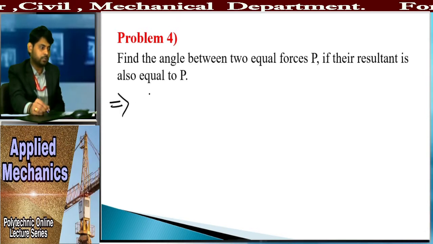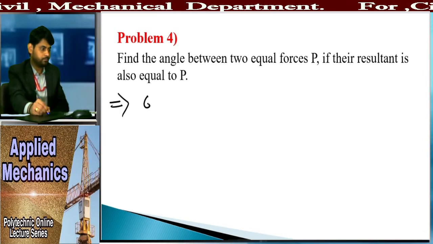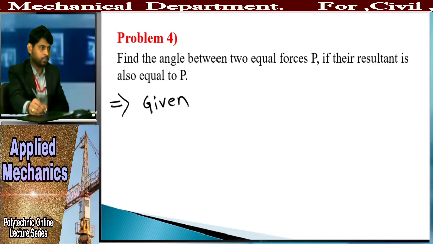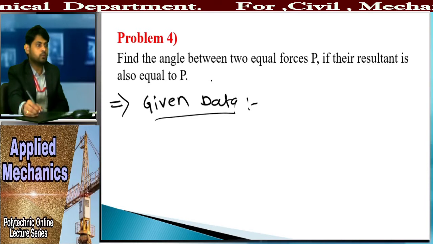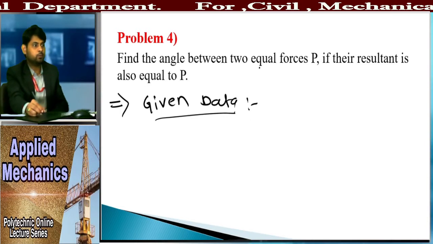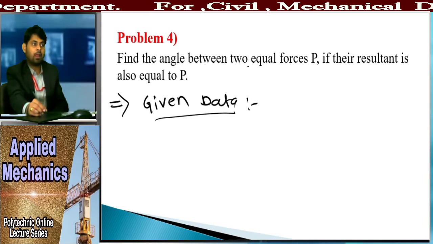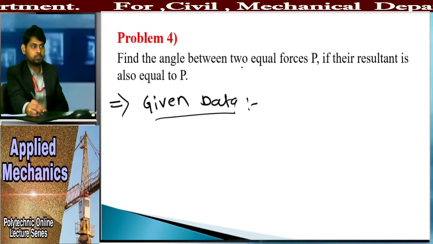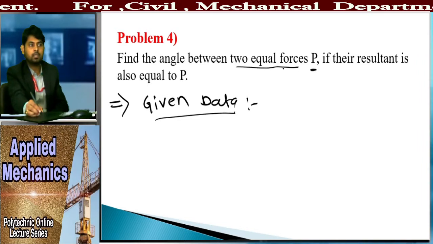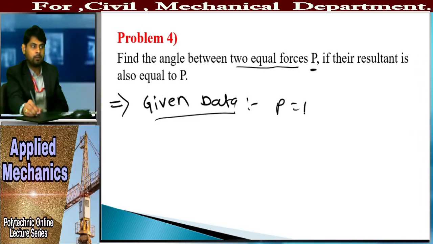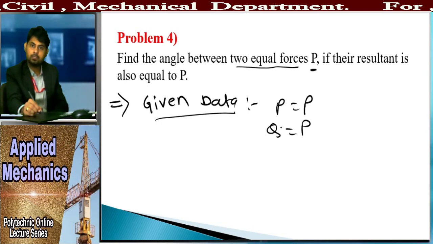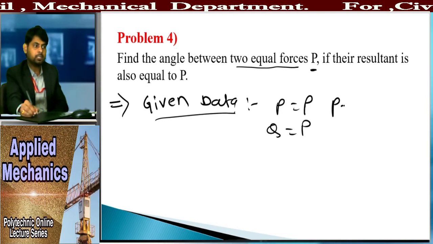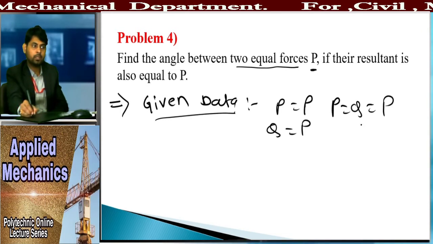So see here, given data, first thing you have to do is to write down the given data. So what it said, two forces, find the angle between two equal forces. Two equal forces are given: P, that is P is equal to P, and Q is equal to P as well. Means here P is equal to Q is equal to P, right?